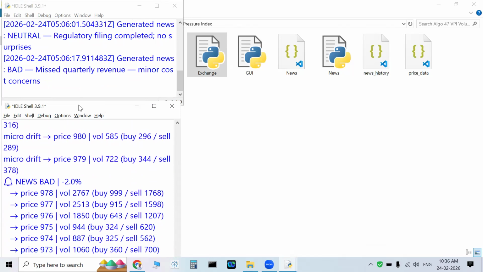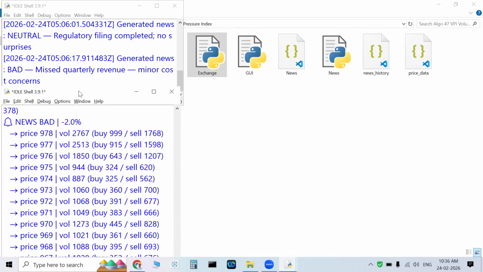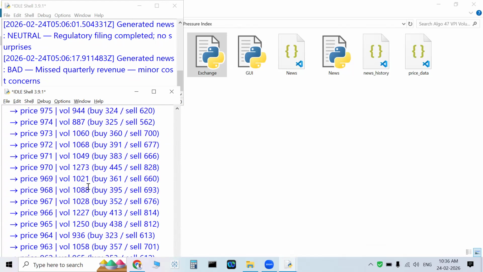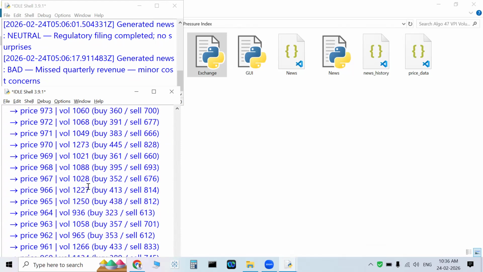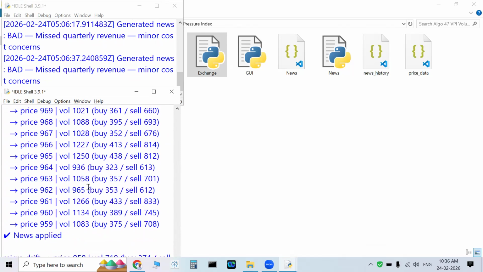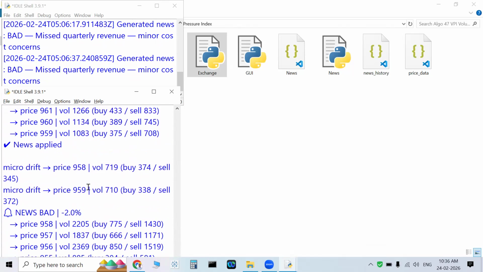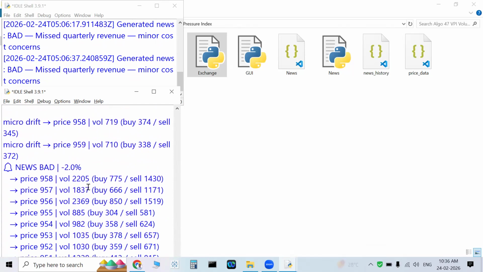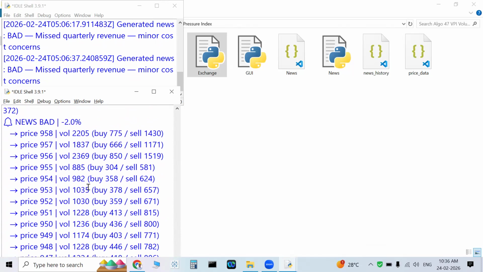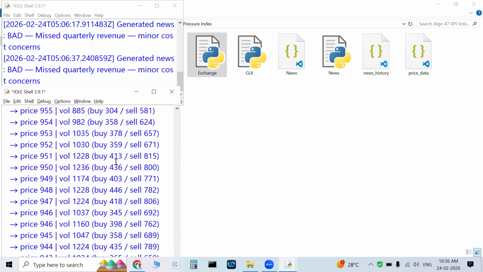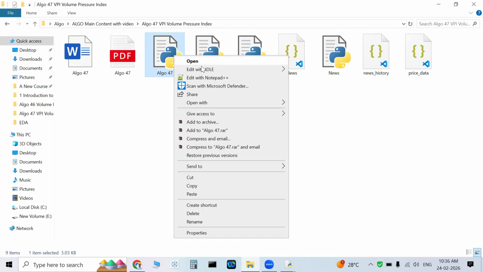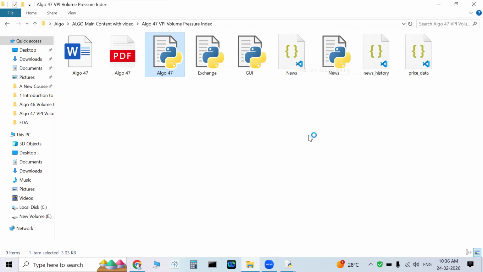Okay, I think both windows we can see together. Bad news has come and the market is behaving: the seller volume is more. Now I just want my algo to fire on this logic. If bad news is coming, you can see one more bad news has come. So the seller volume you can see increase, the buyer volume decrease. Now we are going to fire our algo on this.